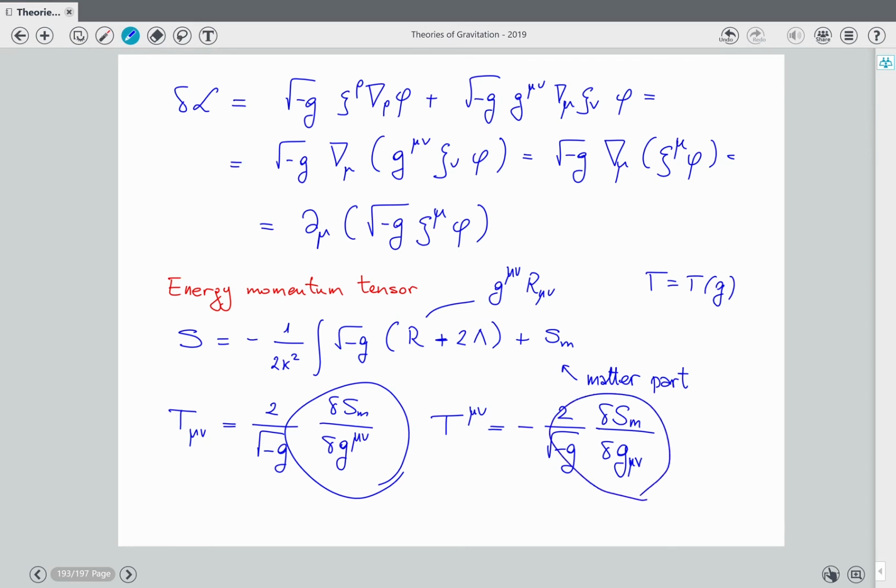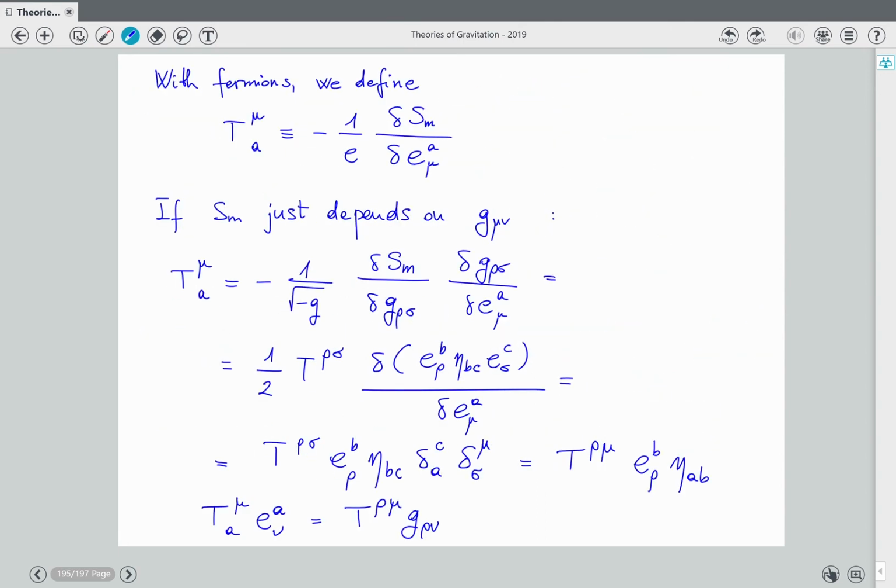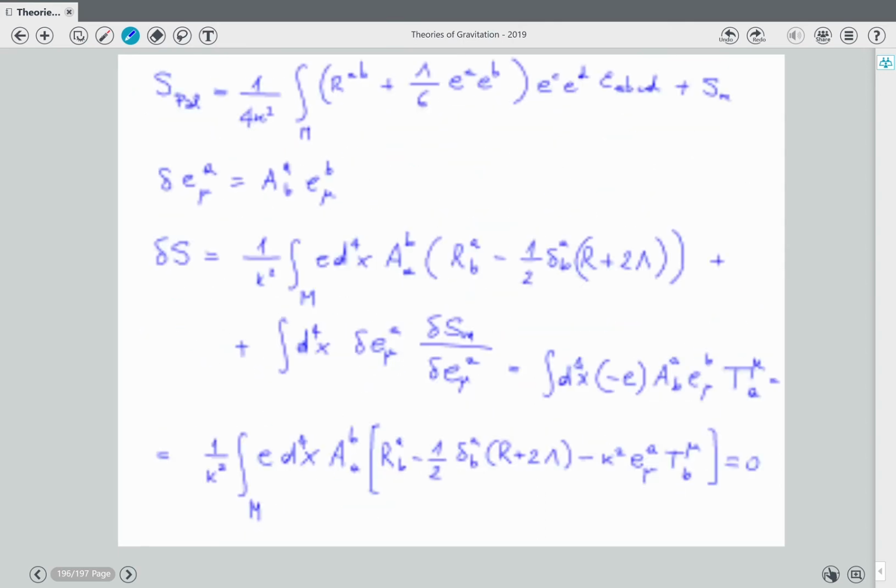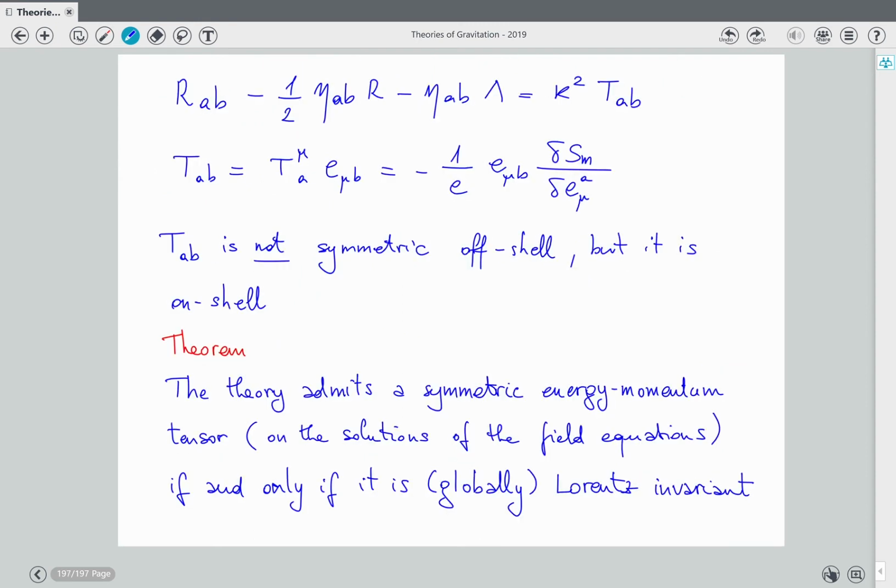Otherwise, this is not the most general way to define an energy momentum tensor because it is associated with invariance under translations. Not necessarily Lorentz invariant. If the theory is Lorentz invariant and invariant under translations, then it admits a symmetric energy momentum tensor. And vice versa, if it is invariant under translations and has a symmetric energy momentum tensor, then you can explicitly build the generators of the Lorentz group and check that the theory is Lorentz invariant.